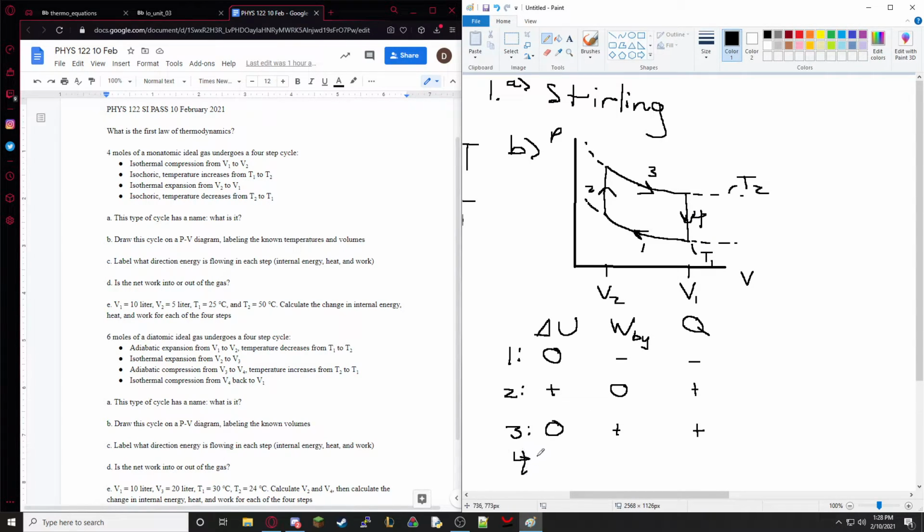Now for step 4. What is our total change in internal energy? Is it going to be positive or negative?